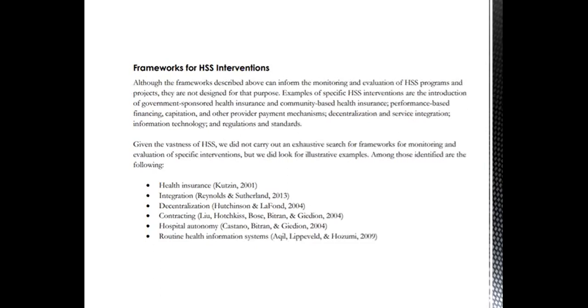Given the vastness of the health system framework and the exhaustive literature on strengthening, such a framework can carry out monitoring and evaluation, and it can give illustrative examples. These are the identified frameworks: health insurance, the 2001 integration and decentralization framework, contracting framework, hospital autonomy framework, and routine health information system framework.